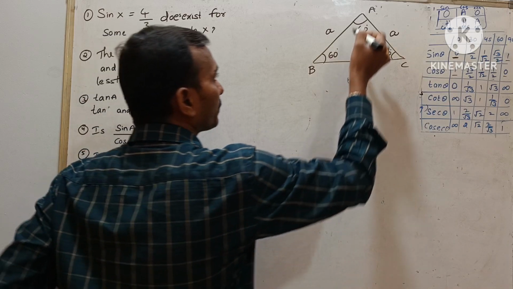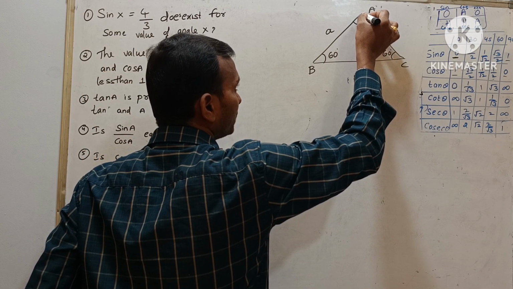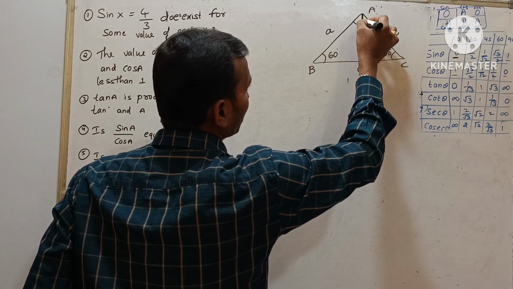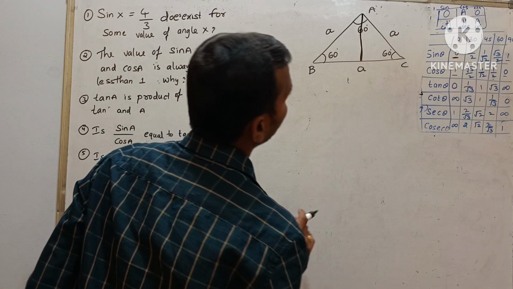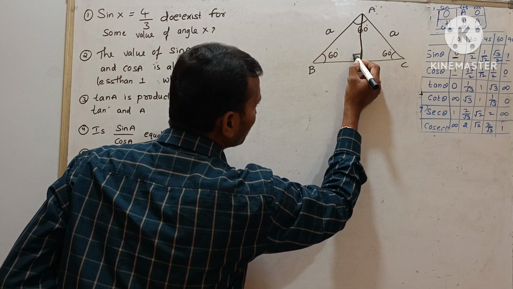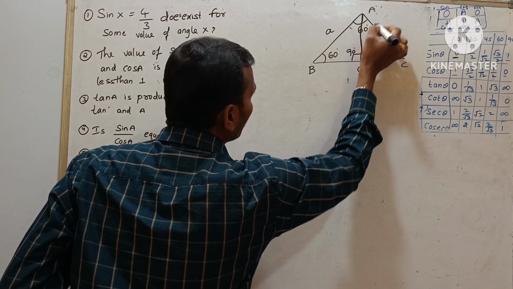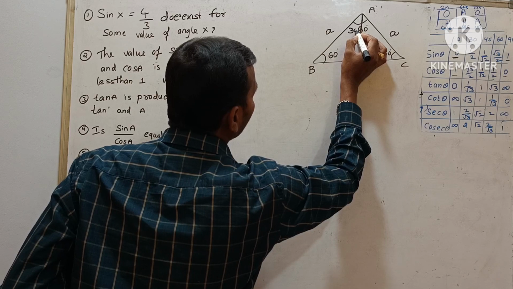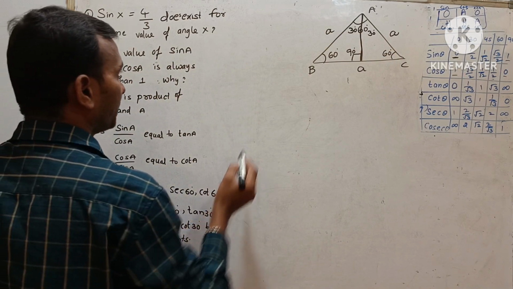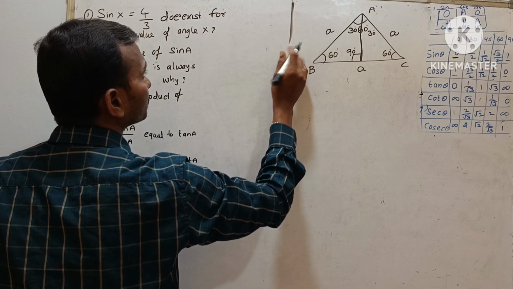After that, you draw one perpendicular bisector from vertex A to its opposite side BC. So what the perpendicular bisector will do, it makes an angle of 90 degree here. It equally divides that 60 degree angle into 30 and 30 degree. So now you see here, we will separate this triangle.